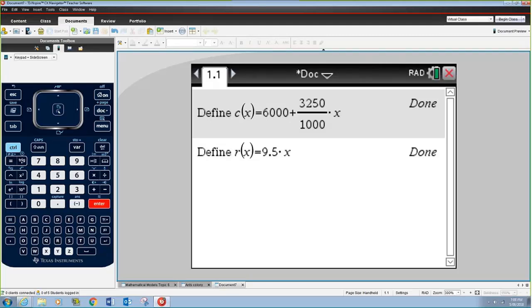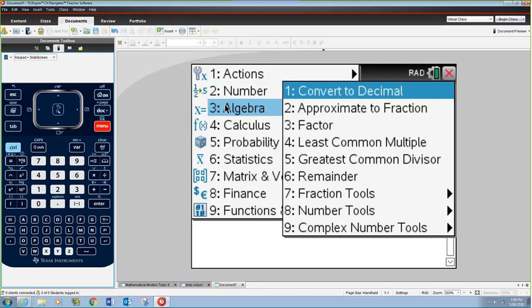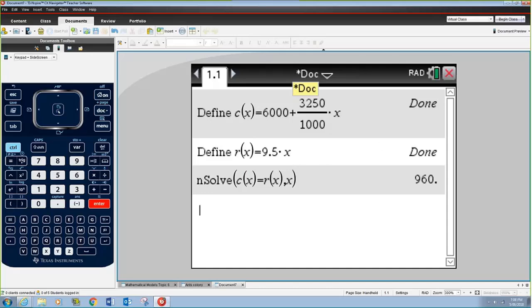So after a class discussion, they would say that the break-even point is when those two are equal. So in this situation, we would use numerical solve, and we try to solve C(X) equals R(X), and we are solving for X, and we get that it is 960. Of course, it is nice to see also how it looks graphically.